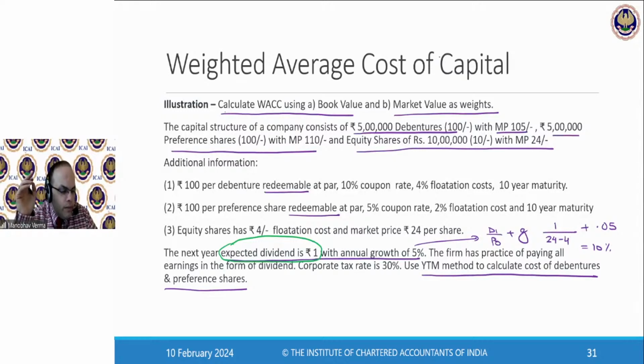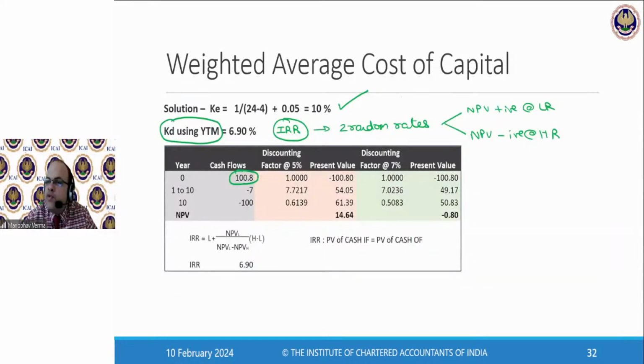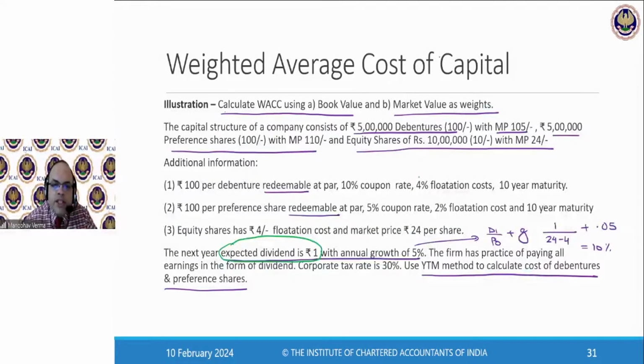Everyone needs to answer the question I asked. Why did I use initial cash flow as 100.8 instead of 100? Or is there any flotation cost mentioned? Flotation cost is mentioned as 4%. Then why not 96? So this is something which I want you guys to wonder: the market price is 105. So 105 minus 4% would be 100.8. 105 minus 4%.